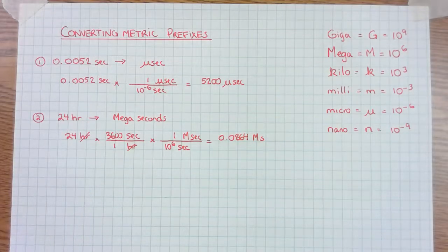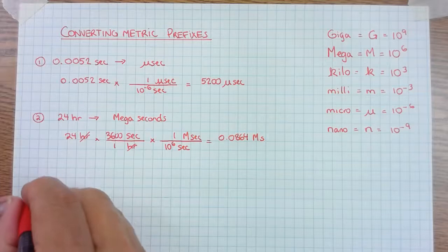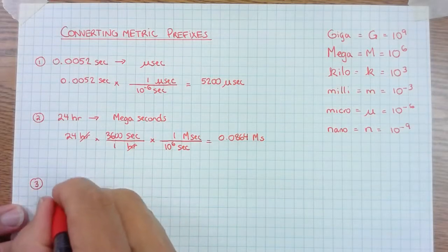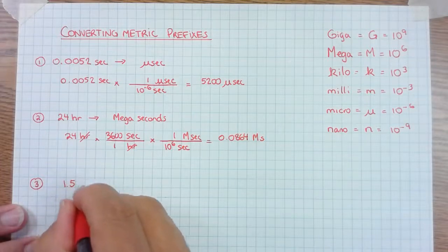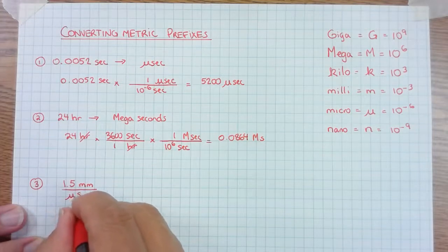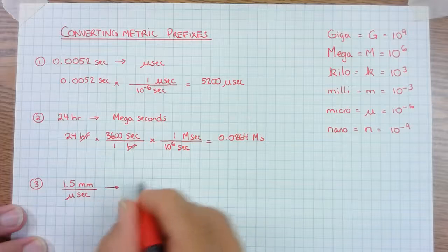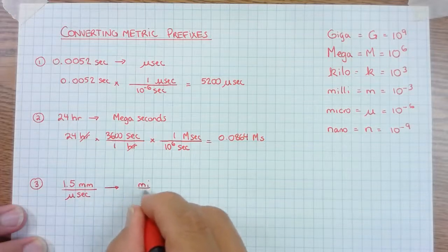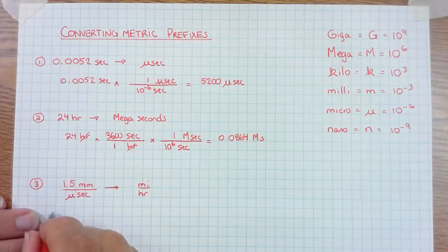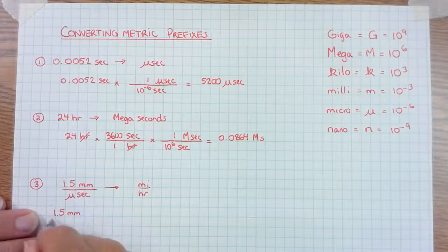Okay, let's do one more conversion. Let's do a little bit more difficult one. Let's say something has a velocity of 1.5 millimeters every microsecond. We want to convert that to miles per hour. So this is a more extensive conversion. It's going to be a little bit of a long one. We're going to start with 1.5 millimeters over 1 microsecond.